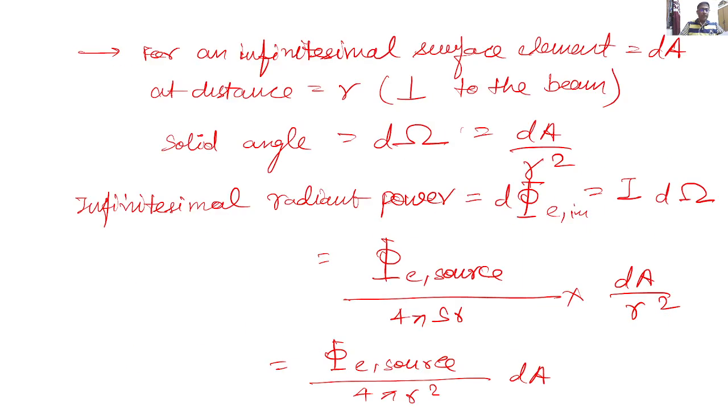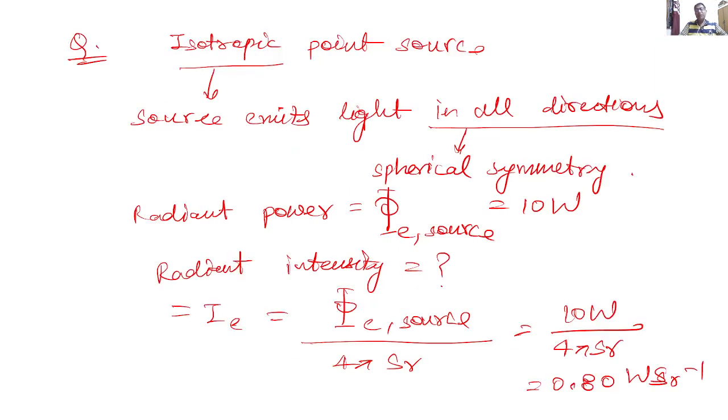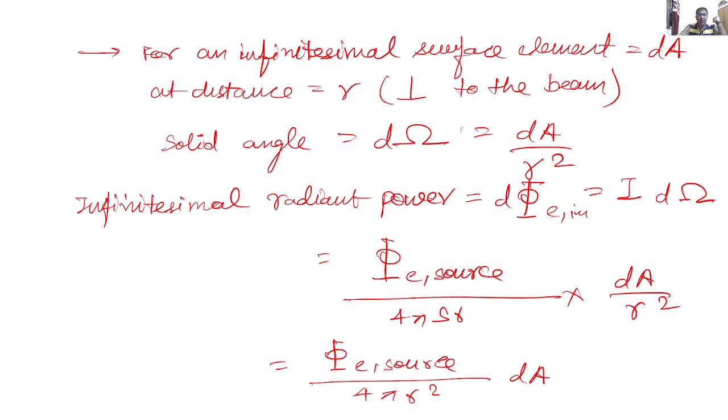I will write it in the next slide. So this was the case of an isotropic point source so far. For that there will be 4 pi in the denominator but not pi. But how did we come to a pi in the denominator?